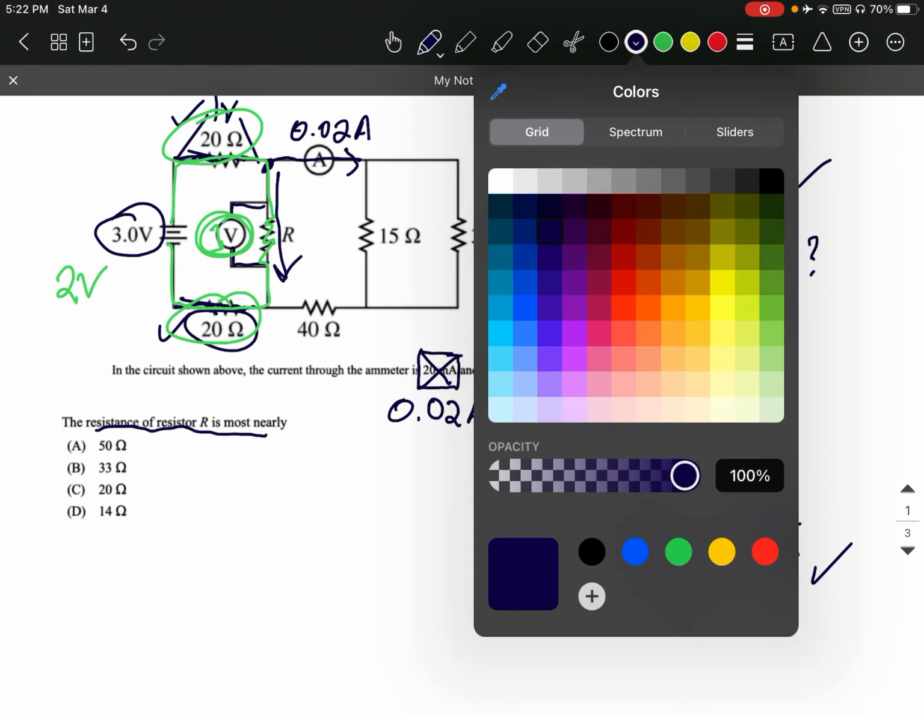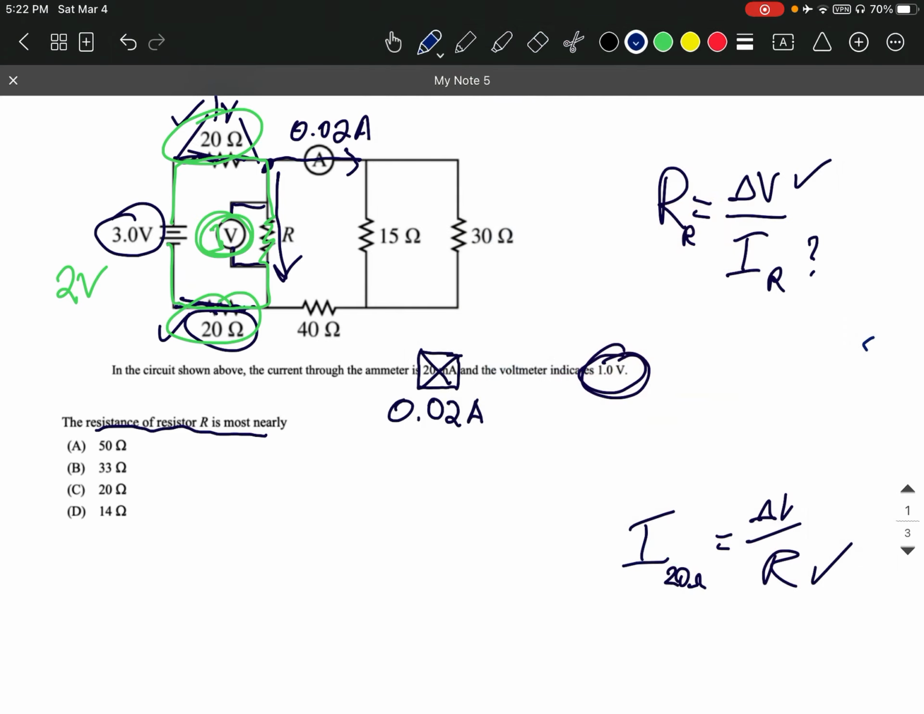But if you recognize that, then you get to the point where you know that it's 1 volt and 20 ohms. So the current here, anywhere along that red, the total current is 0.05 amps. Now the rest of the problem is pretty straightforward.